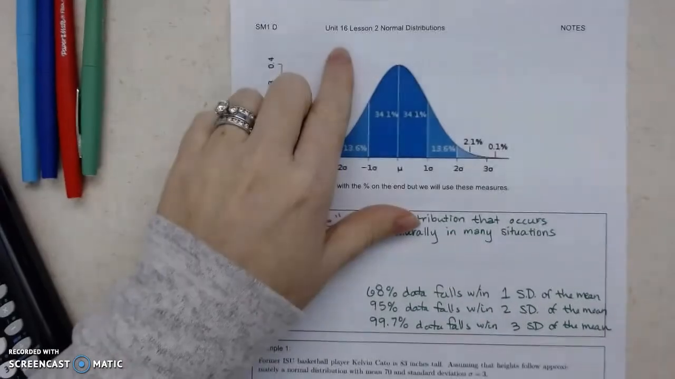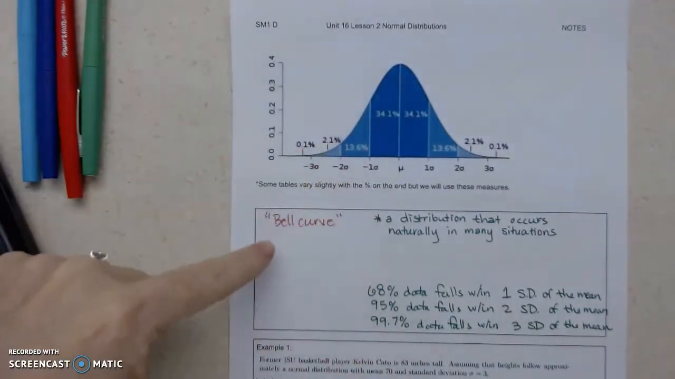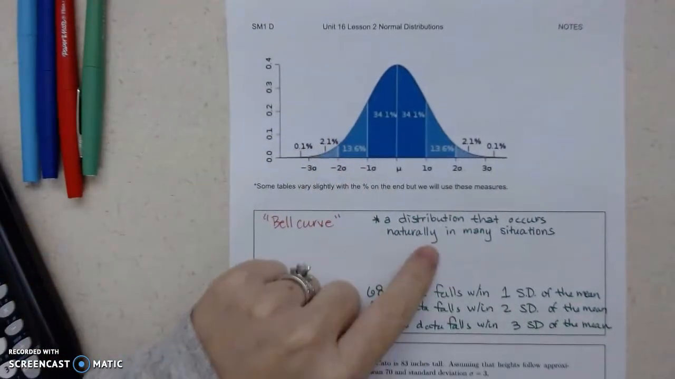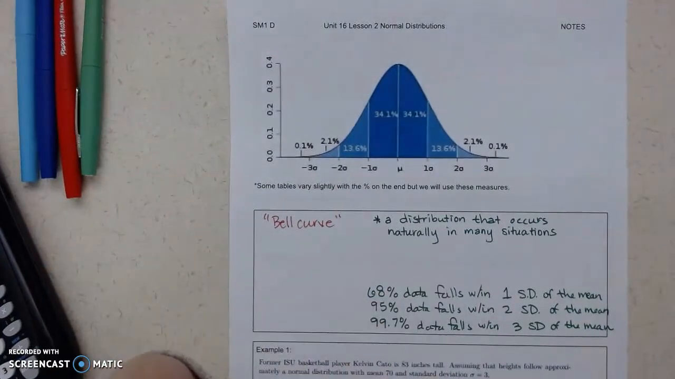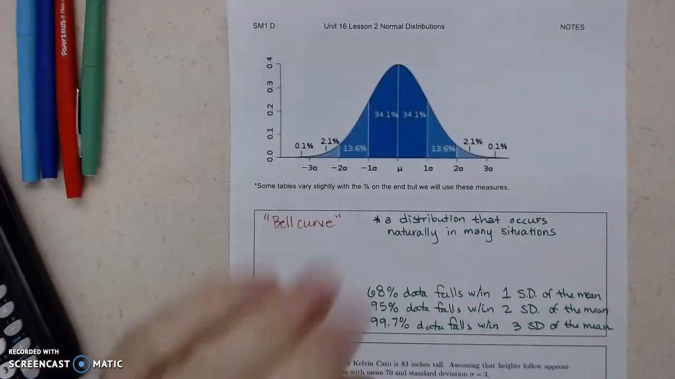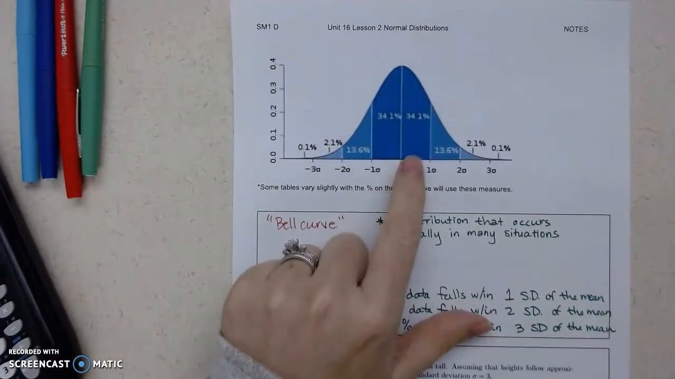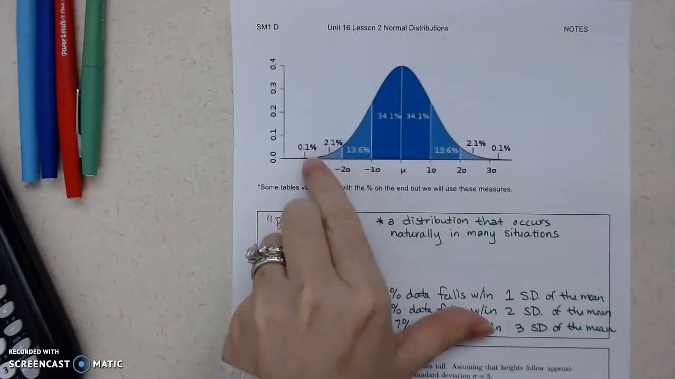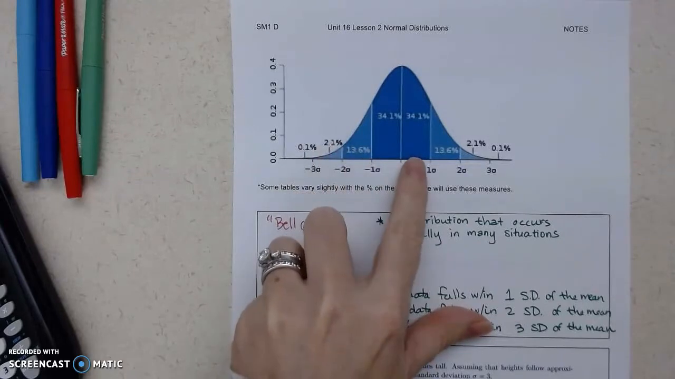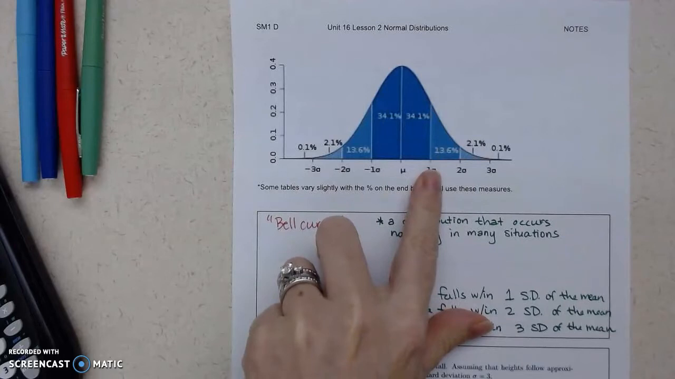Okay, we're on the last section of this course, which is Unit 16, Lesson 2, Normal Distributions. So the normal curve is also called the bell curve, and it's a distribution that occurs naturally in many situations. If you take a business class or statistics class, this will come up again. There are lots of different graphs out there, and all the percentages are close, but there is some slight variation. So for our purposes, we're just going to use these percentages and this curve, okay?